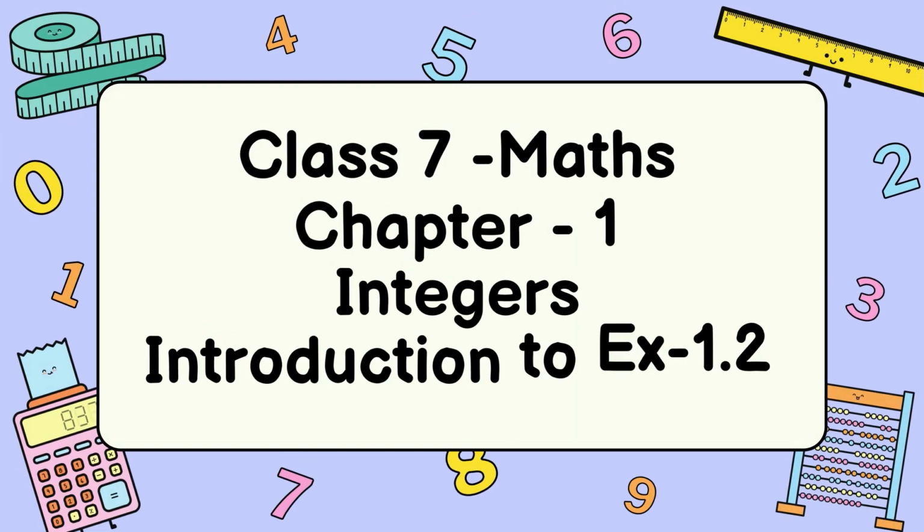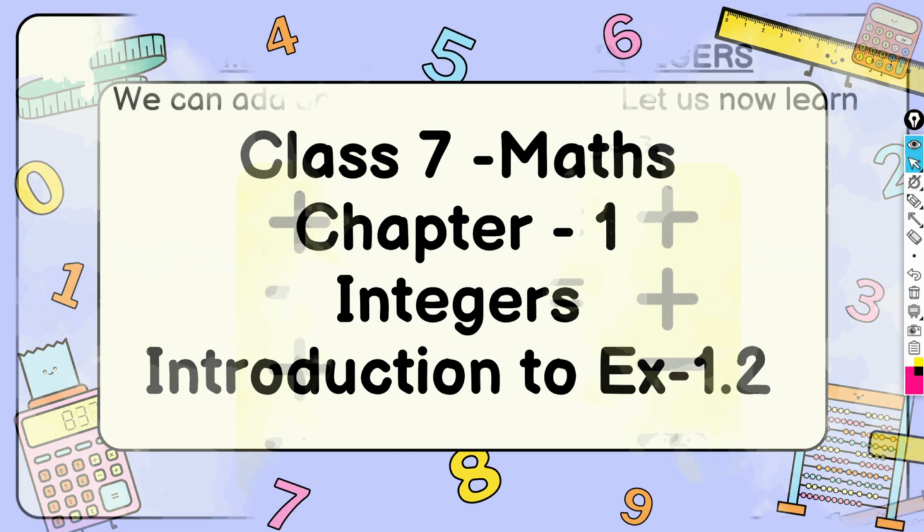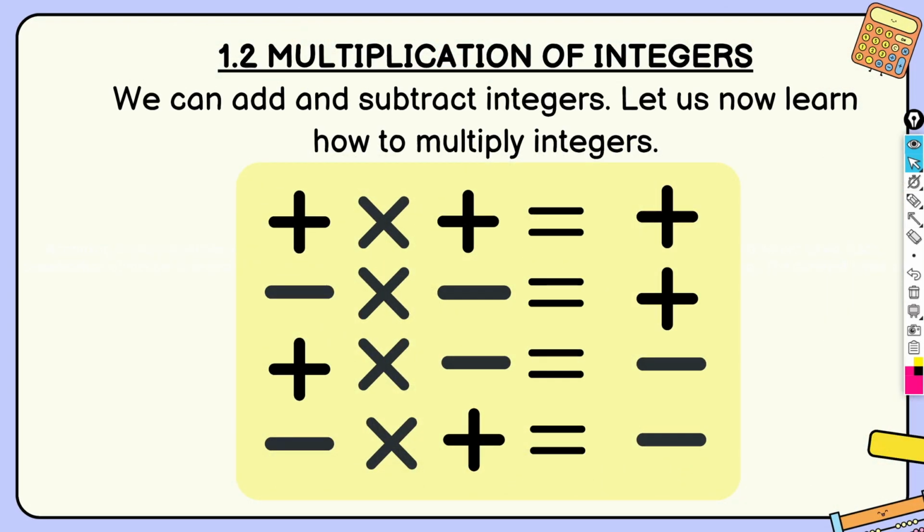Class 7 Maths, Chapter 1 Integers, Introduction to Exercise 1.2. This exercise deals with multiplication of integers. We can add and subtract integers. Let us now learn how to multiply integers. We know that in integers there are positive and negative integers. Now we will see what the result will be when we multiply different signed integers.